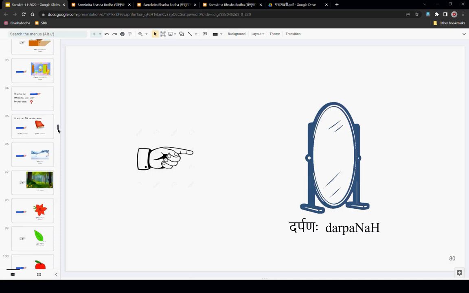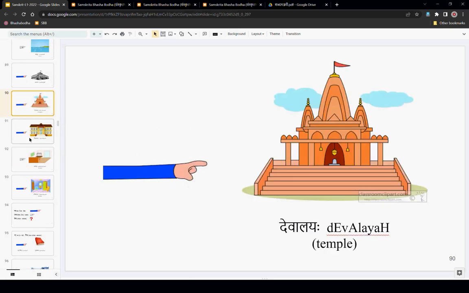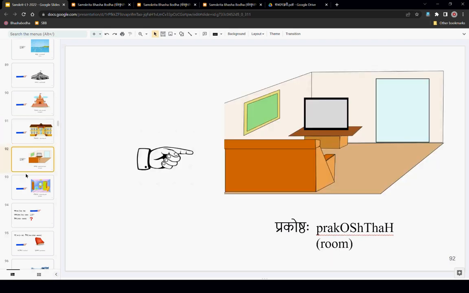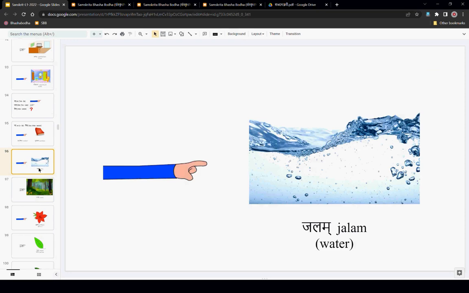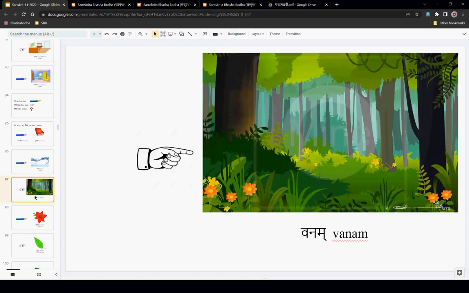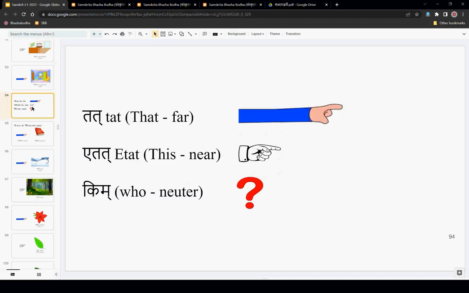And then coming to Napunsakalinga words, like Devalaya, we are looking at the words which have this kind of format. There is a am at the end. Pustakam, Jalam. Right? So these are all Napunsakalinga words. Vanam. So we are looking at such words.